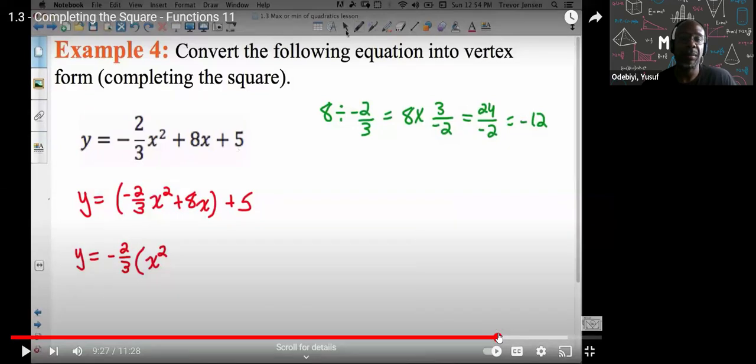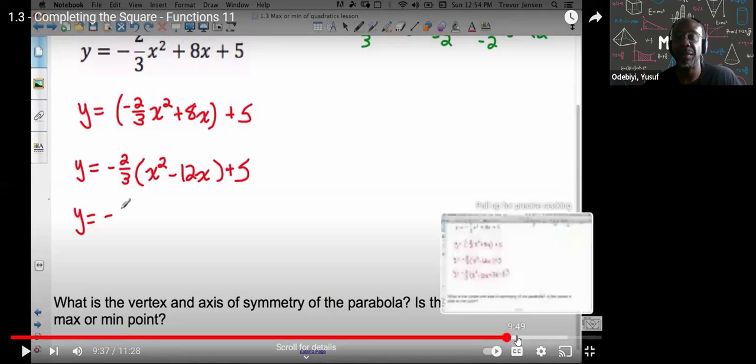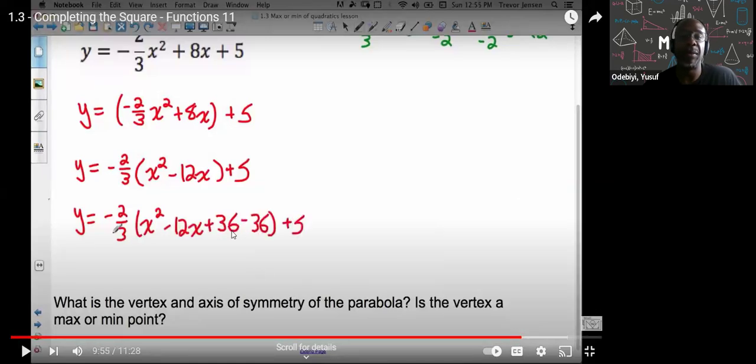Okay, so the next thing is, I look at that negative 12, and we do what we did before, which is add another fancy way of adding 0. So what we have to do is take the negative 12, divide it by 2, and square it. Negative 12 divided by 2 is negative 6. Negative 6 squared is 36. So I'm going to have here negative 12x plus 36 minus 36. Okay, that's another way of showing a fancy 0 right there.